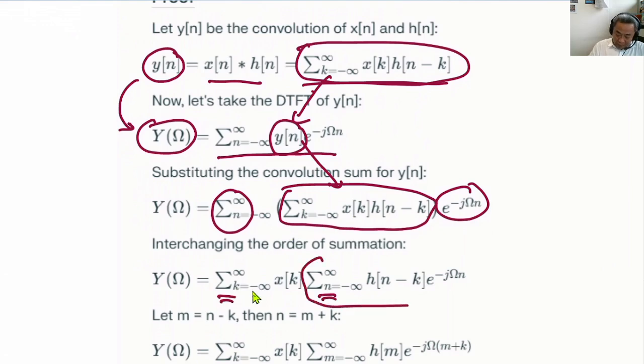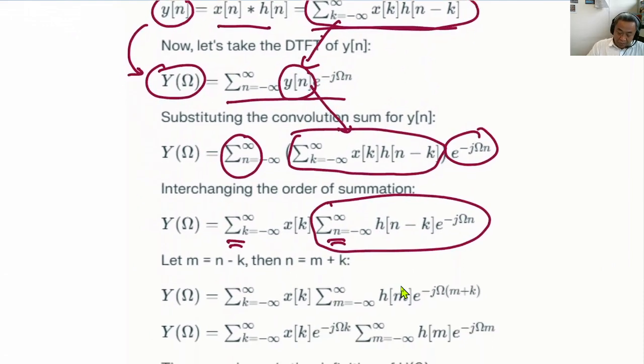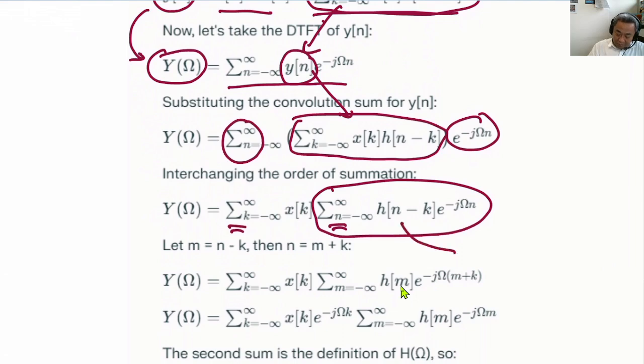Over here, it looks like we are simply performing the Fourier transform of a delayed version of h of n. Remember that when we take a delayed version of h of n and perform the Fourier transform, it gives rise to h of omega multiplied by e to the minus j omega k. So this is what's happening here.